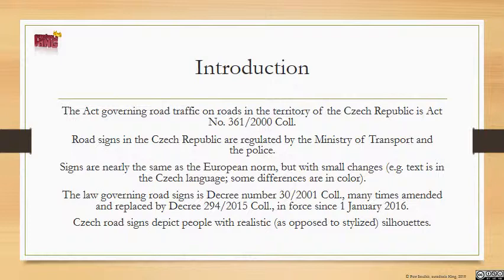The law governing road signs is Decree No. 30/2001, many times amended and replaced by Decree 294/2015, in force since January 1, 2016. Czech road signs depict people with realistic, as opposed to stylized, silhouettes.